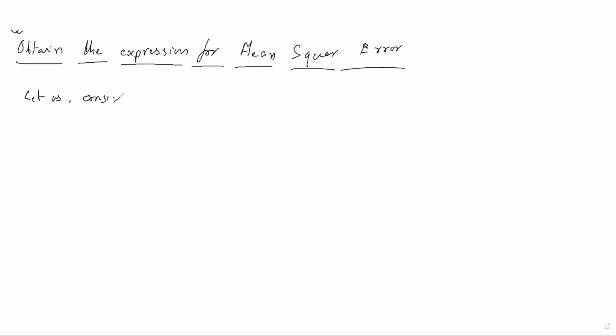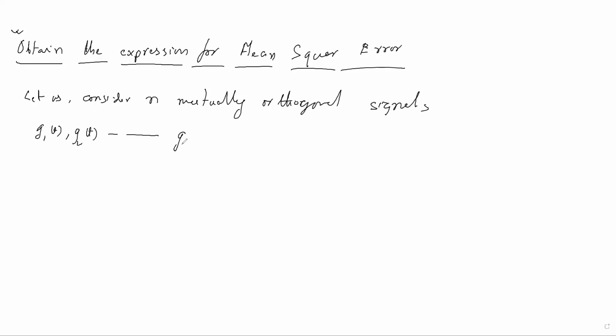Let us consider. Just write it fast, because I'm not going to explain each of the steps. I have already explained them in the previous derivation. Let us consider n orthogonal signals, G1(t), G2(t), up to Gn(t), in the interval T1 to T2, similar to the previous derivation.